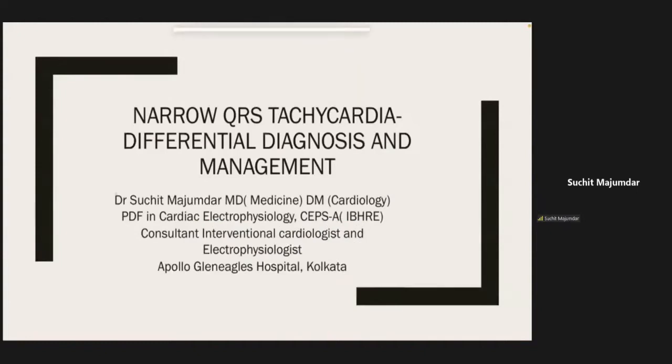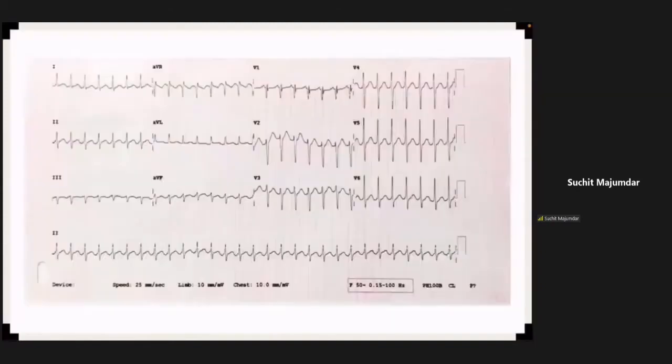So thank you, Chairperson, for the kind introductions. I think we'll discuss it like a simple session regarding the ECG diagnosis and management most likely, and in the management part maybe a bit of EP may come in. So, narrow QRS tachycardia. I will go to the next slide.